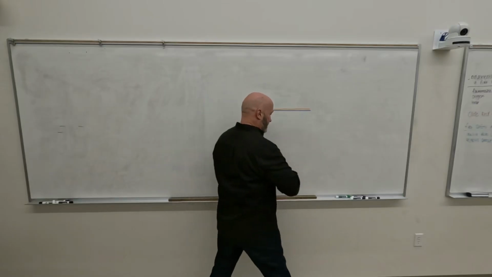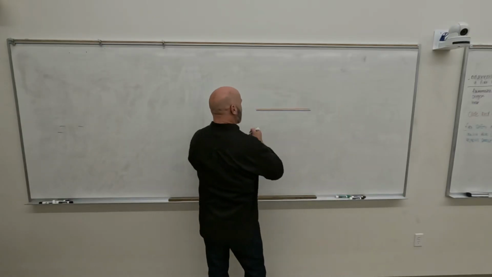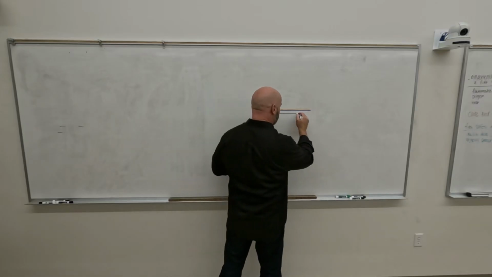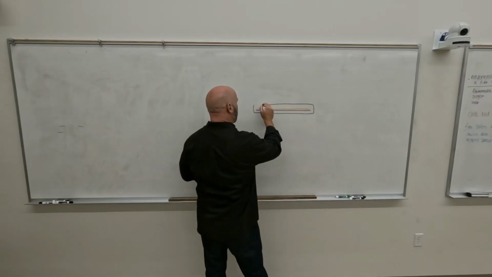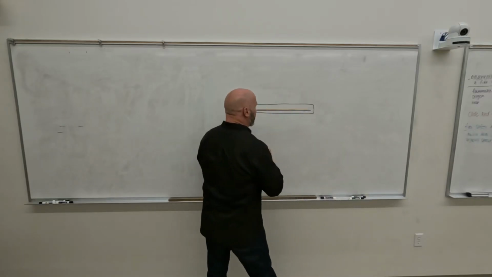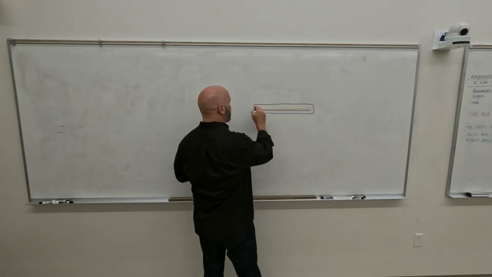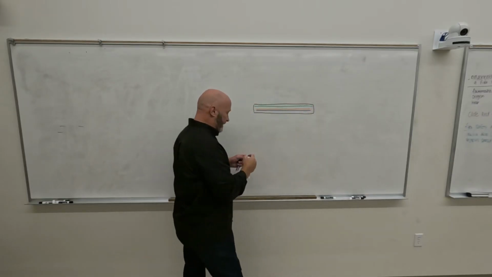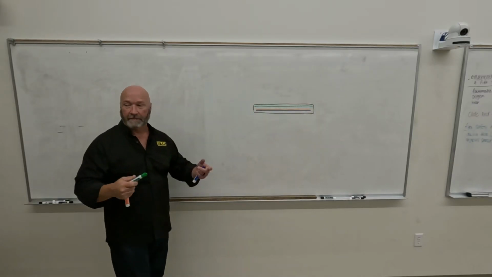I don't want to draw this. Okay, so black is the box, orange is the emulsion, and then we've got the green, which is what we refer to as an intensifying screen. Okay, so what the intensifying screen does is it intensifies the image.